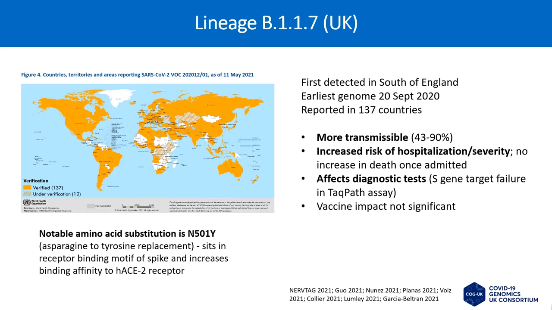Now, this particular variant affects a diagnostic test. It's referred to as S gene target failure in the TaqPath assay. What that means is that this particular test targets several points in the genome, but the S gene fails. And that doesn't mean that the test is a false negative, but it's actually a very useful surrogate marker for tracking this particular variant over time. Fortunately, vaccine impact has not been significant, which is very fortunate because this variant is most prevalent in the country at around over 80% at the moment.